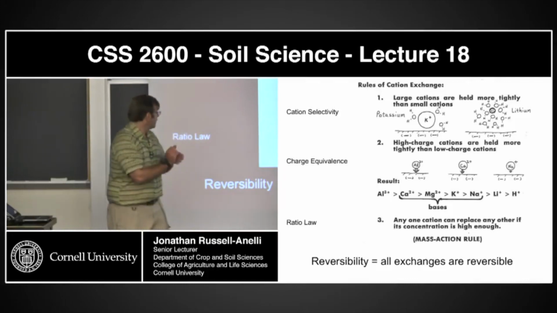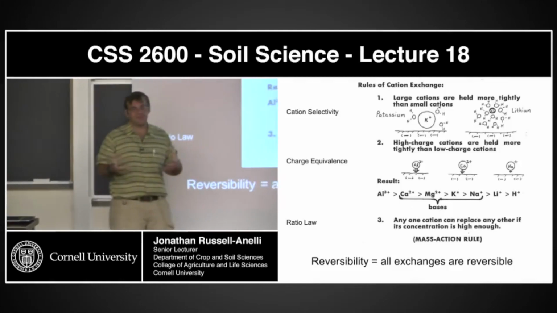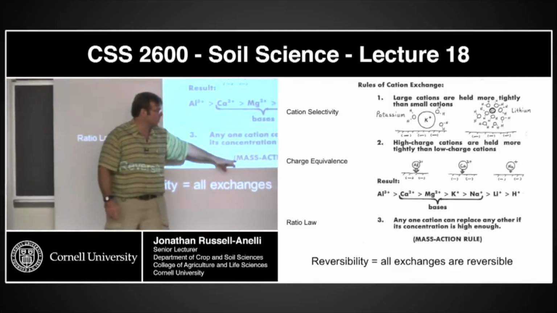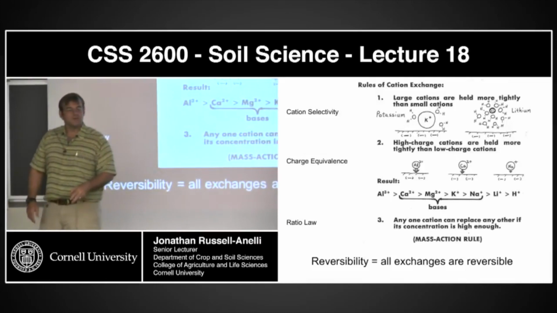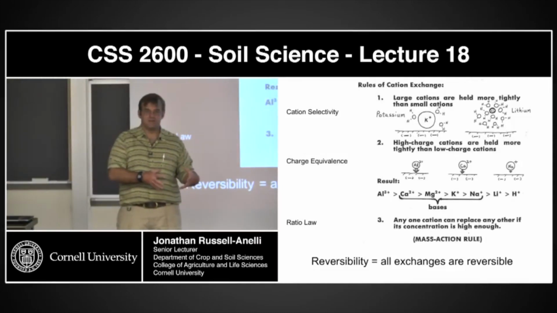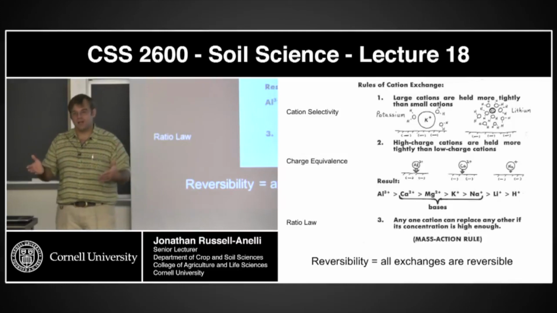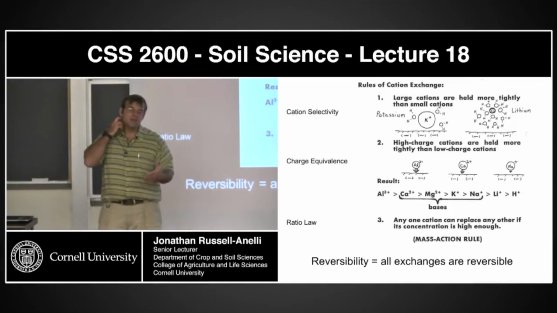Okay. The third is the ratio law. This is basically, for lack of a better rule, we actually more call this the mass action rule. But the more of one ion I have over another ion, the more likely that first ion is going to be in the exchange sites. Think about my soccer analogy way back. Okay? I have one really good soccer player and one really bad defender.